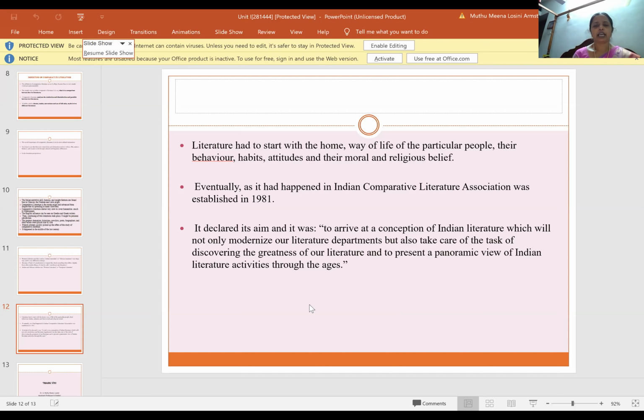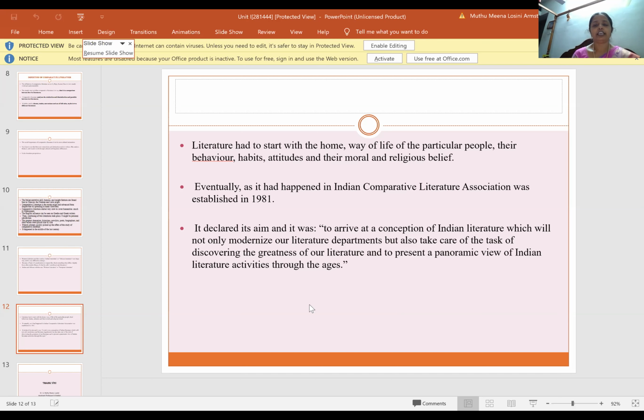Eventually, the Indian Comparative Literature Association was established in 1981. It declared its aim to arrive at a conception of Indian literature which will not only modernize our literature departments but also take care of the task of discovering the greatness of our literature, to present a panoramic view of Indian literary activities through the ages.